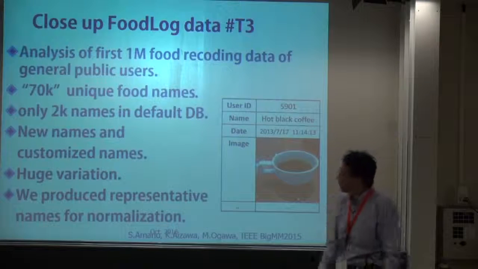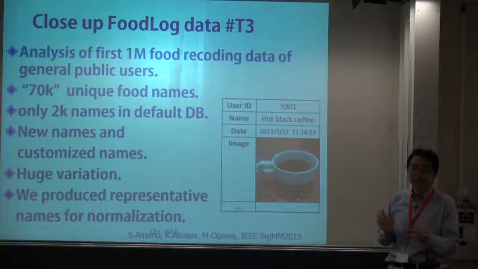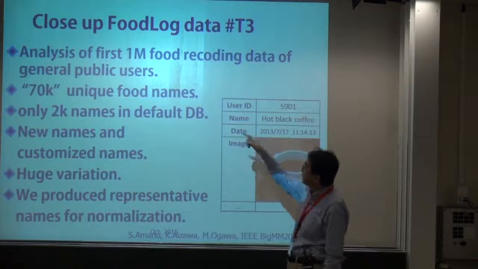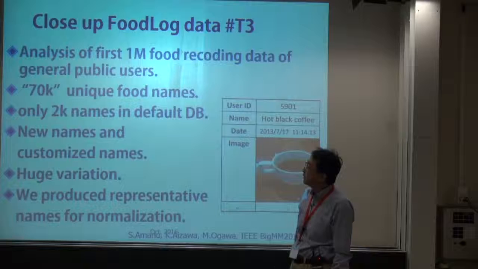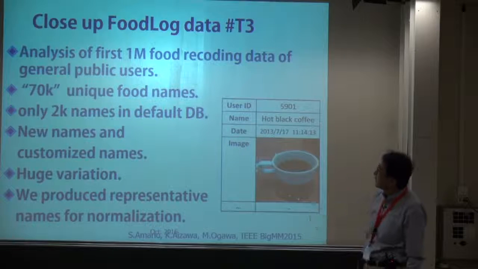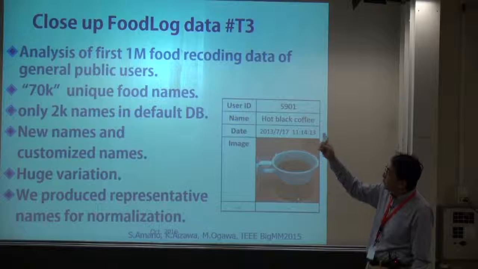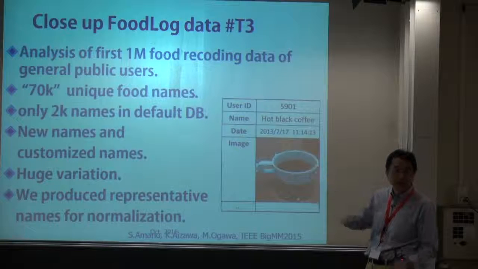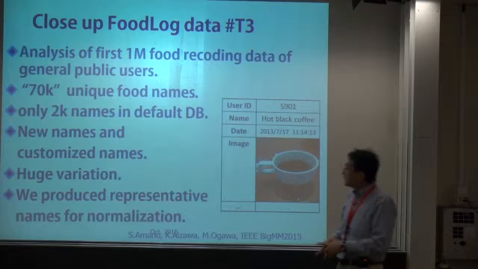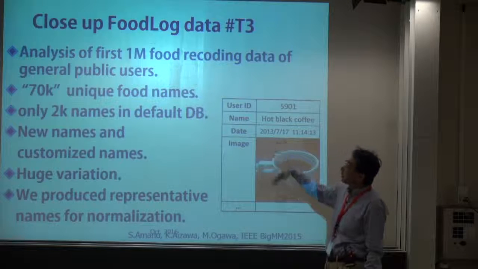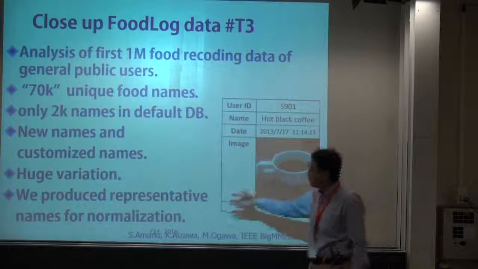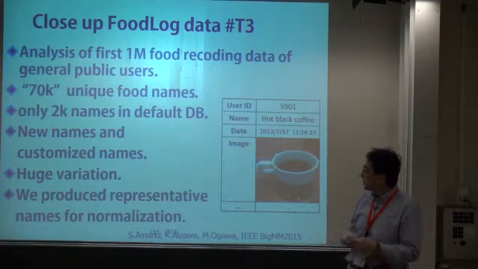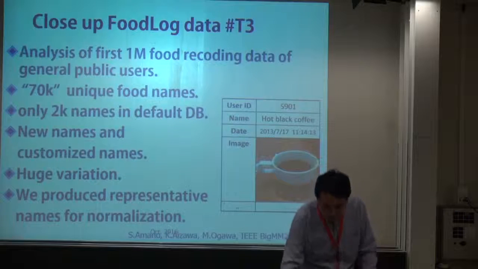Then let's look at the data more closely. This is our first observation, made on the first 1 million records. Foodlog data is something like this. When we had 1 million records after 1 year of operation, we had 70K unique names, and they had huge variations. So we did something to normalize the names: we normalized them by producing representative names.